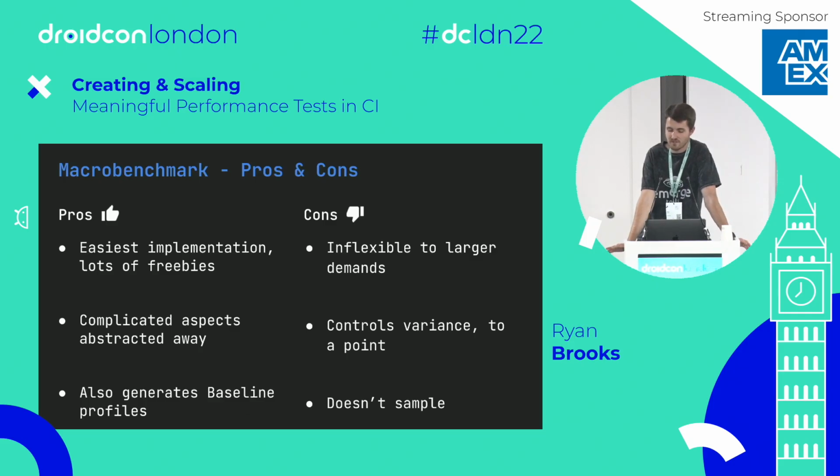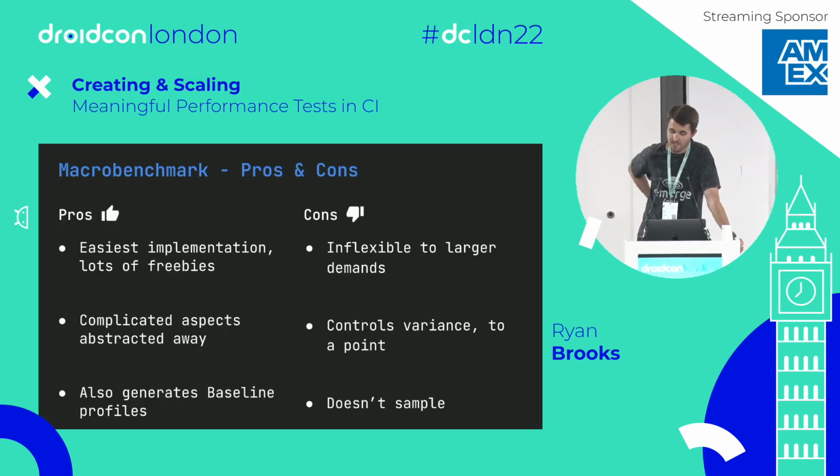It's inflexible to larger demands, like if you need to measure additional metrics above the default provided ones by Macro Benchmark. It also controls variance, but to a point. Like I mentioned, it does automatically drop page caching, it ahead of time compiles for you, things like that. But if you need additional variance control, if your tests are getting flaky, you're going to have to manage some of that stuff yourself, like locking CPU clocks or deeper variance control methods.